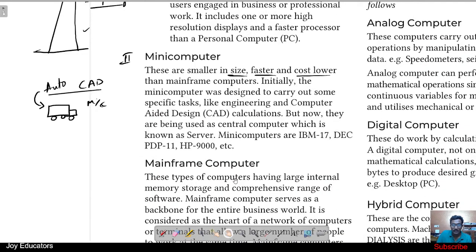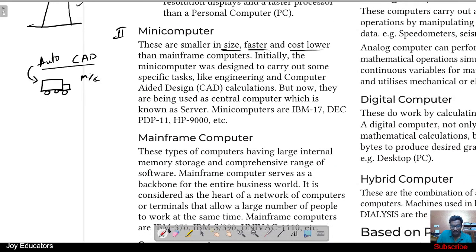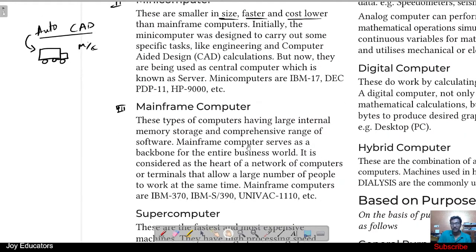And the third thing is called mainframe computers. What is meant by mainframe computer? Do you know? It has large internal memory storage, and it is used for the business world. If you take mainframe computers, they are used in your school or college. This mainframe computer controls many computers. So this is something which is super good.